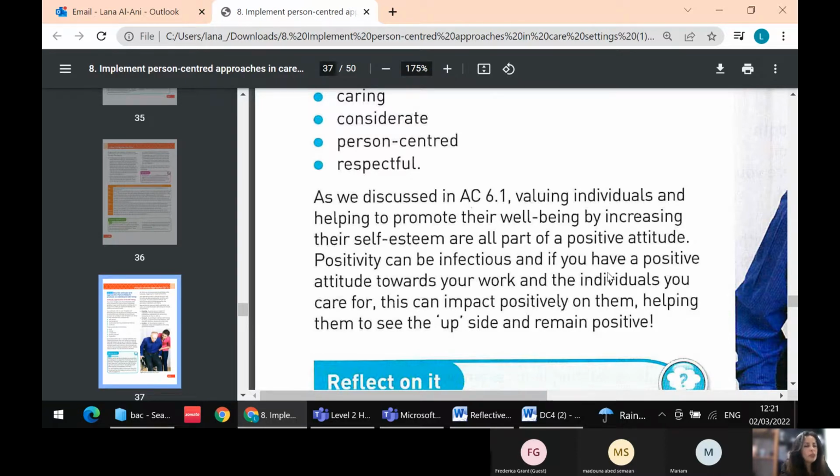So valuing an individual, helping to promote their well-being by increasing their self-esteem, are part of a positive attitude. Positivity can influence others. A positive attitude towards your work and towards individuals will bring a very good response from others.